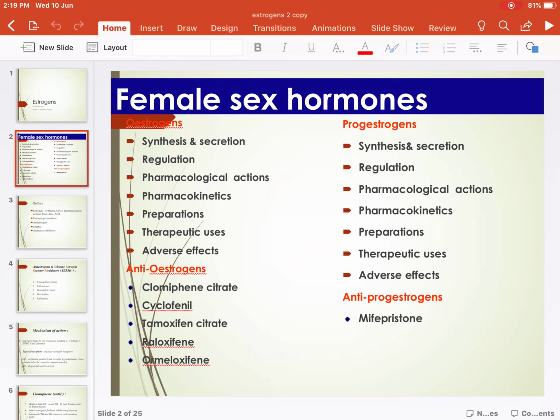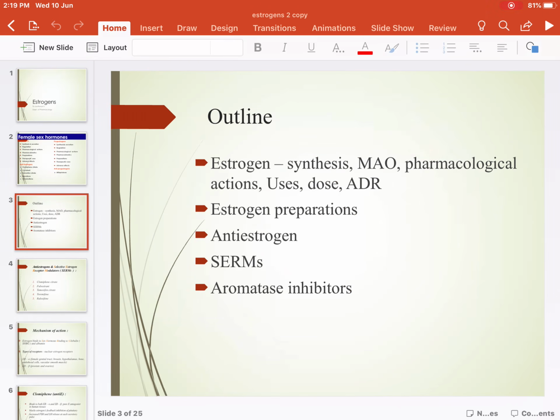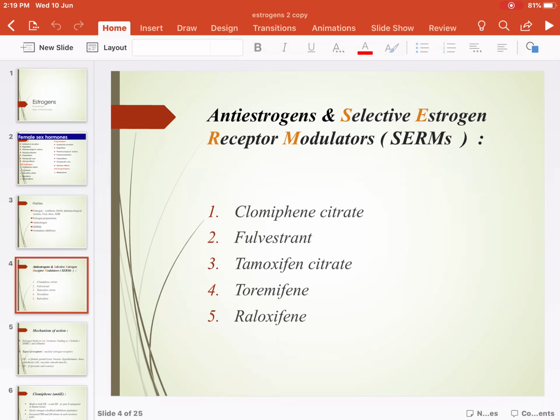anti-estrogens. So first let's try to learn about these anti-estrogens. So what are these anti-estrogens? Anti-estrogens, actually they are into three groups. Pure estrogen receptor antagonists, and we have selective estrogen receptor modulators, and we have one more group called as aromatase inhibitors. So these are the three groups.